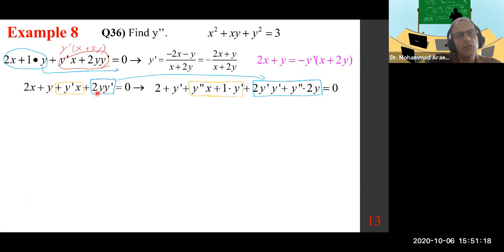2y gives you 2y prime, and then times y prime. And then y prime gives you y double prime times 2y. Of course, I hope you understand what's happening now. You have to solve for y double prime. That's all there is to it.